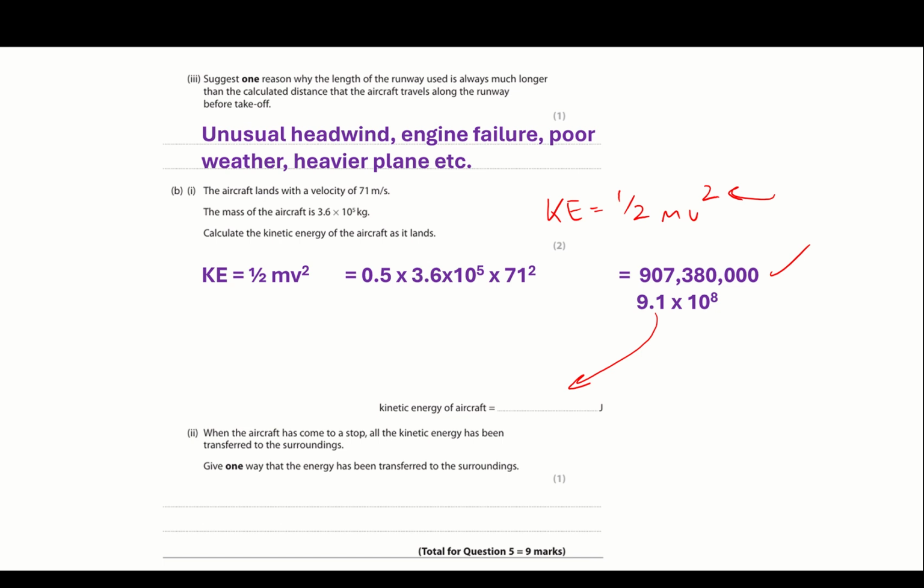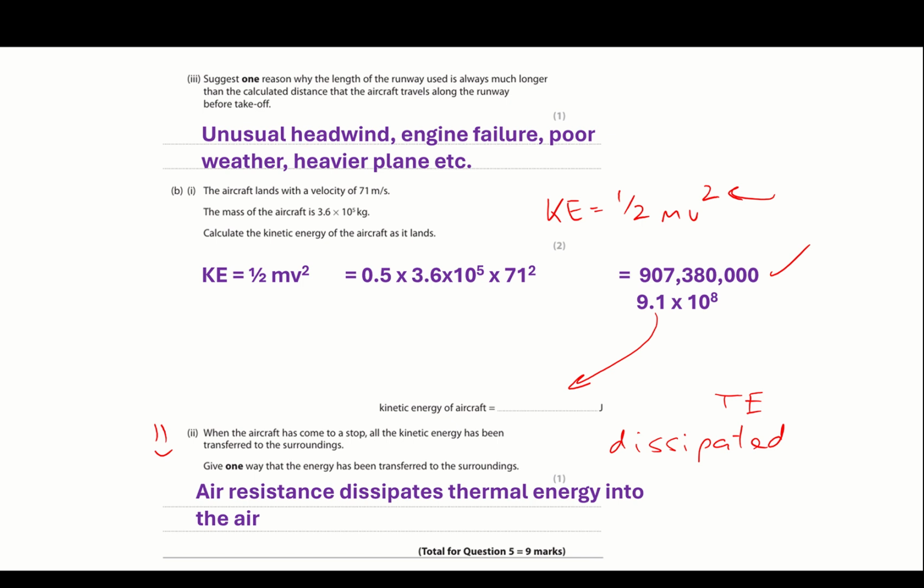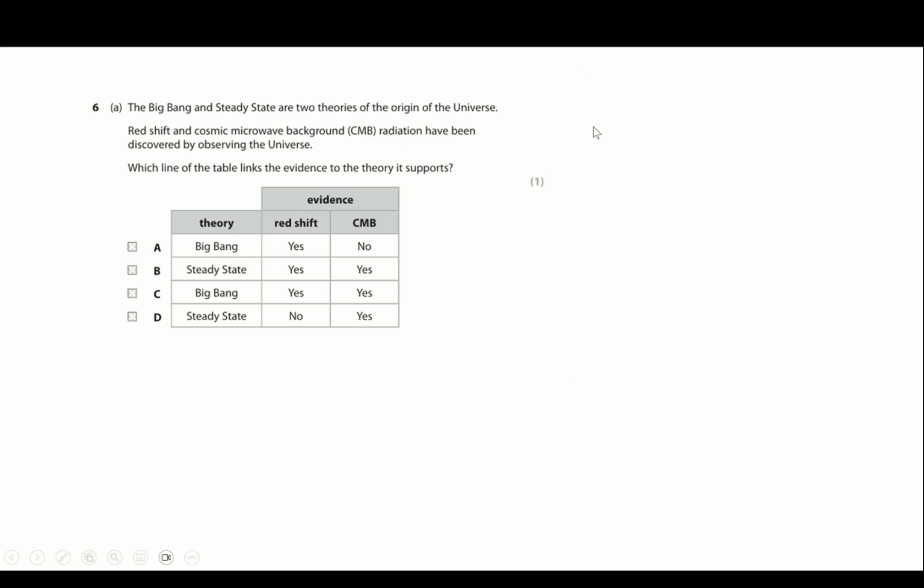When the aircraft has come to a stop, all the kinetic energy, it's your favourite. How often has this come up? So we're going to use that beautiful word dissipated, and we've got to talk about thermal energy. So where's all that kinetic energy gone? It has been, there's air resistance which dissipates thermal energy into the air or into the environment. And that's that.